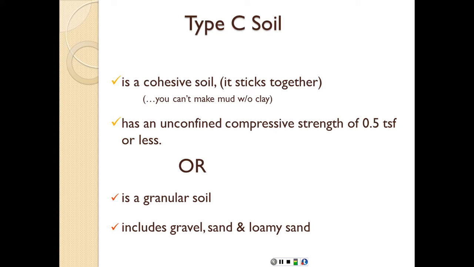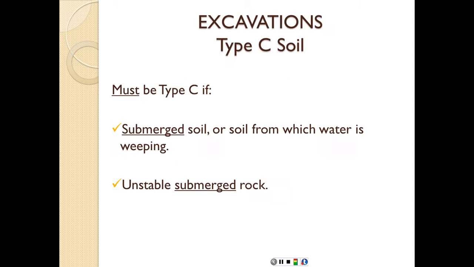Type C soil, which is the third type, the worst type basically, is still a cohesive soil, sticks together, has an unconfined compressive strength of less than 0.5 tons per square foot, or if it's a granular soil like sand, it includes gravel, sand, and loamy sand. What are the precautions in this case? It must be type C if it is submerged soil or soil from which water is weeping. So when you have water in that soil, high water table, then it's going to be C, or unstable submerged rock. Unstable submerged rock, which means fissured rock that has been submerged.